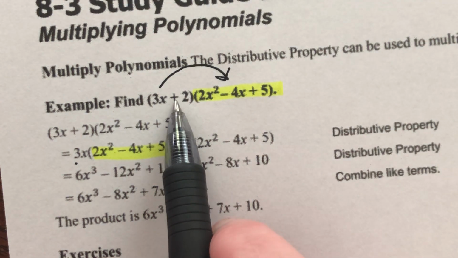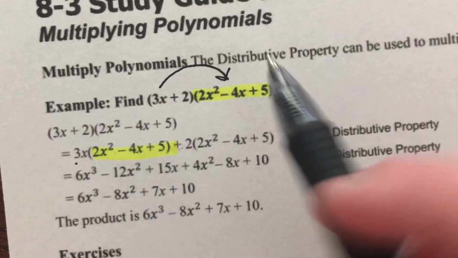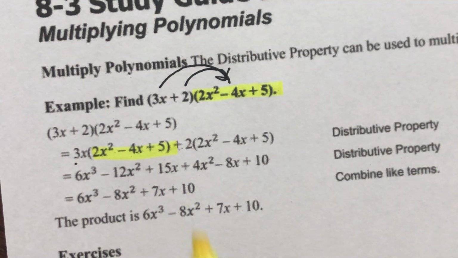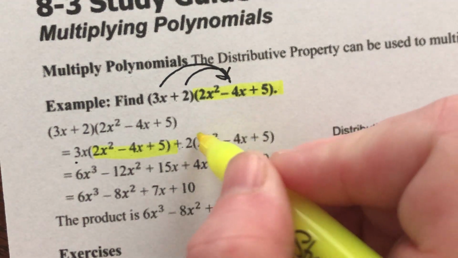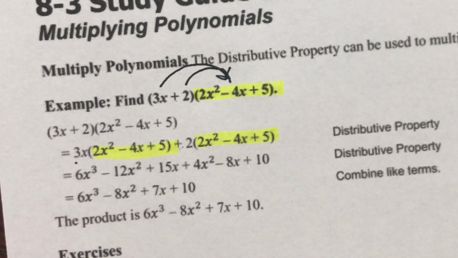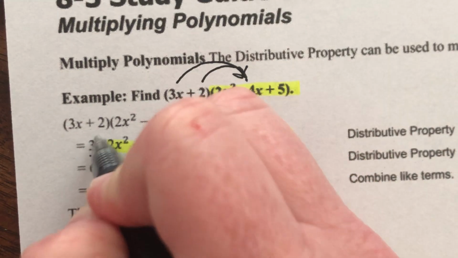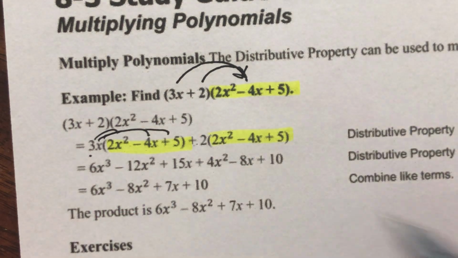And then since I have a plus sign here, I bring my plus sign down, and then I'm going to multiply 2 times the whole trinomial. So that's what I have here, 2 times the whole trinomial. Now, once I've got that set up, now it's easy to distribute the 3x and the 2.